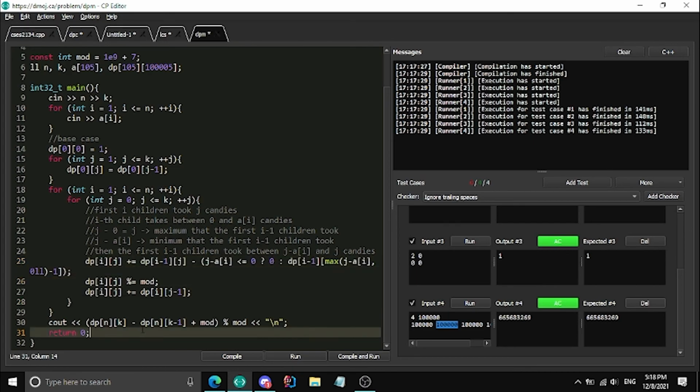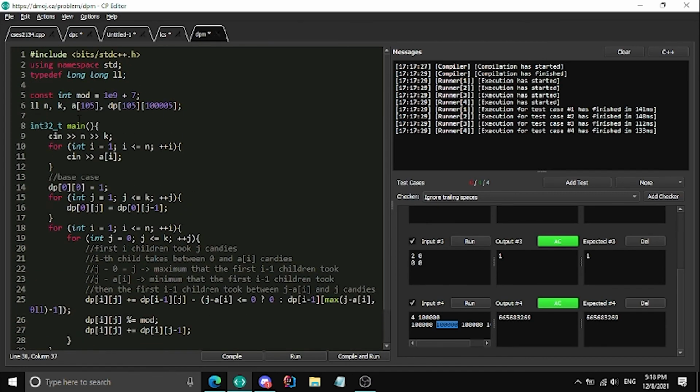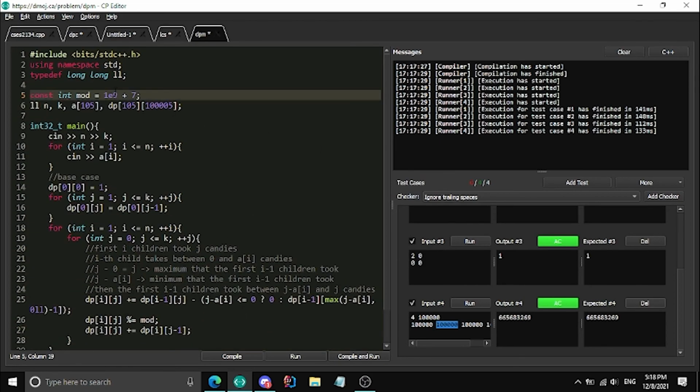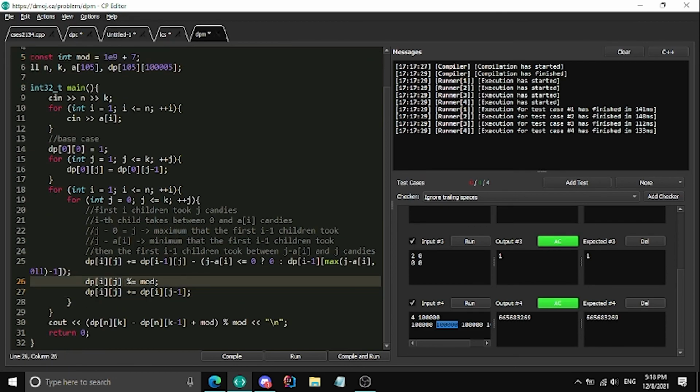And to retrieve our answer, we're just going to subtract the value at k minus 1 to get the actual value of dp at n at k. And you might be new to this mod thing. So whenever you do an operation, you should mod your answer by this mod so that you don't overflow. That's all there is to modding operations.